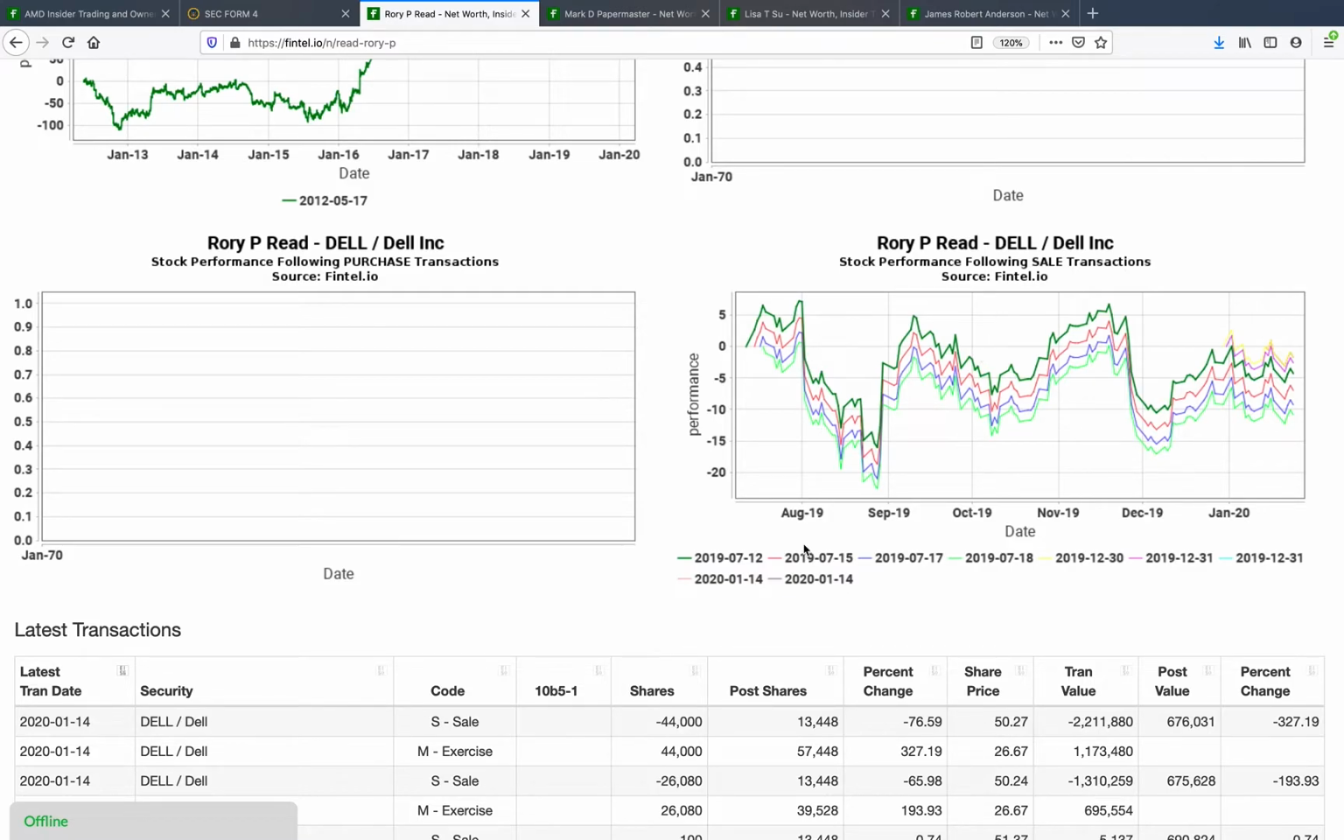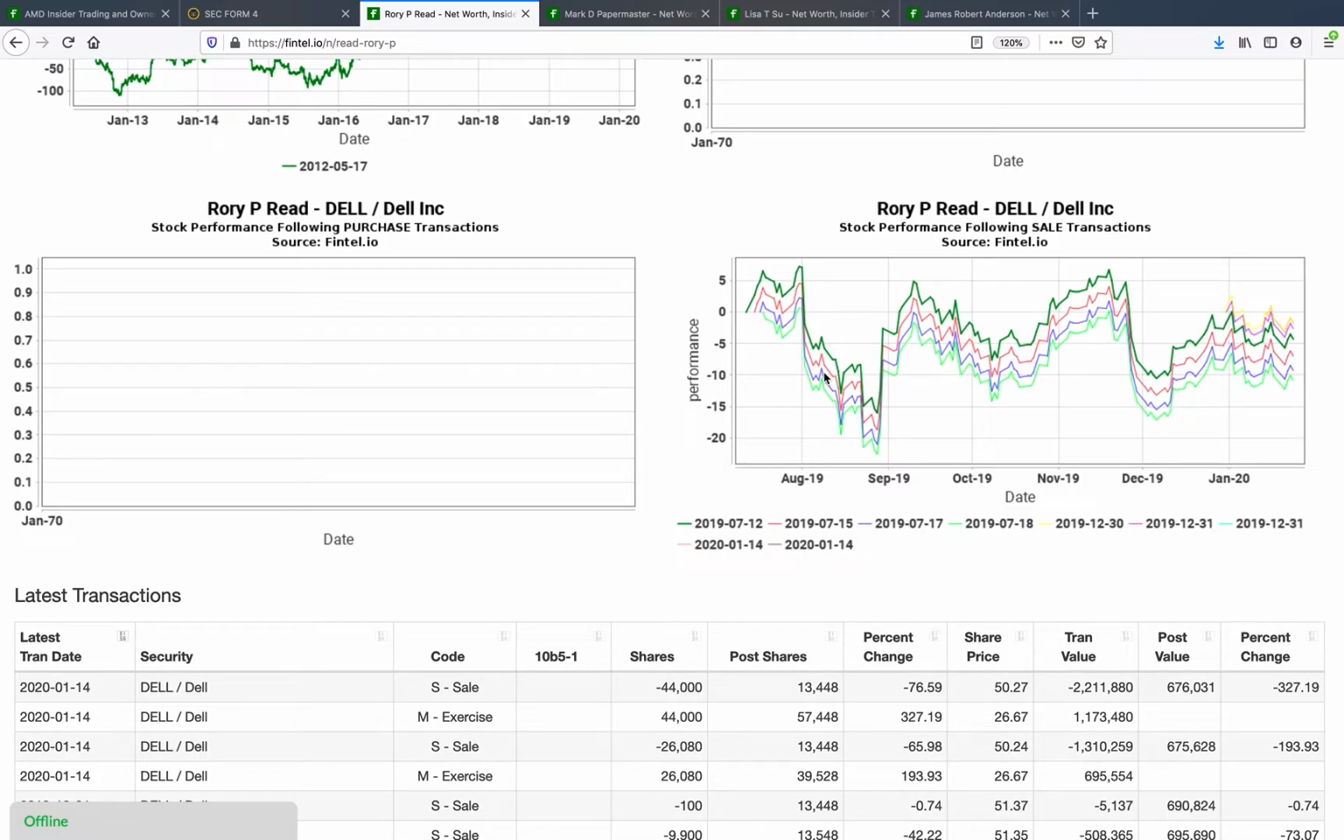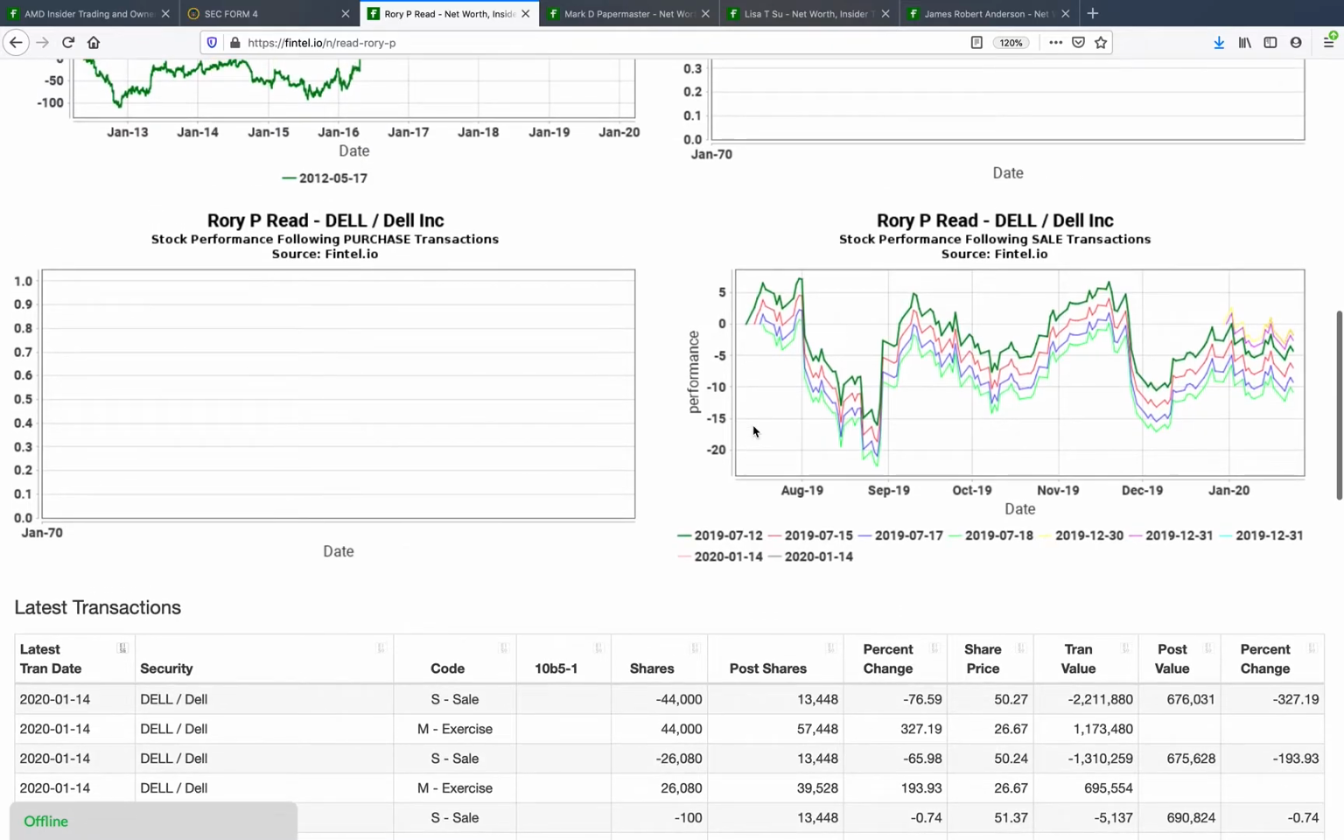And so here's an example of a scenario where we can see an insider has made some trades and it seems like it has worked out. It's prevented them from losing perhaps more money than they could have if they had held on to those shares. They seem like well-timed trades. Let's look at Mark Papermaster.